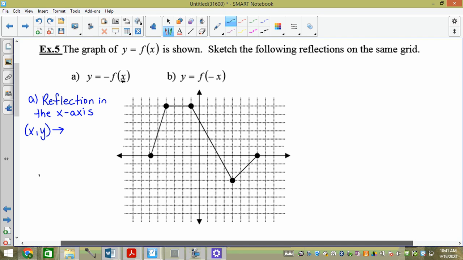So for A, the negative is outside, and I say whatever's out here affects the y, and then whatever's in here affects the x. So it's going to be x, negative y. And then B is a reflection in the y-axis.